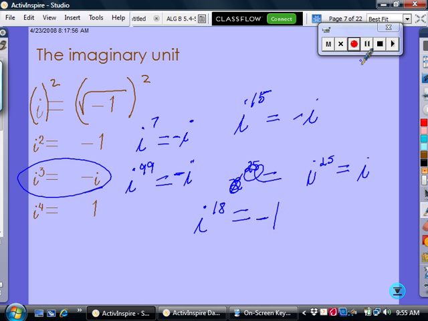All right, let's do a few more then. What is i to the 12th? Yes, it is a multiple of 4. 1. What is i to the 10th? Yeah. If here's 12, here's 11, here's 10.